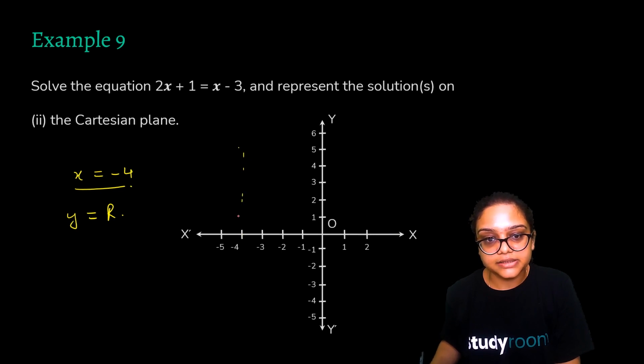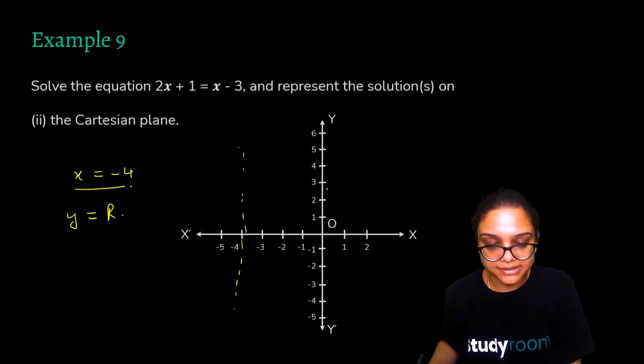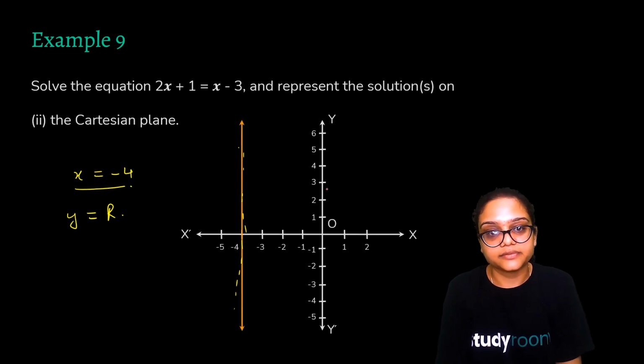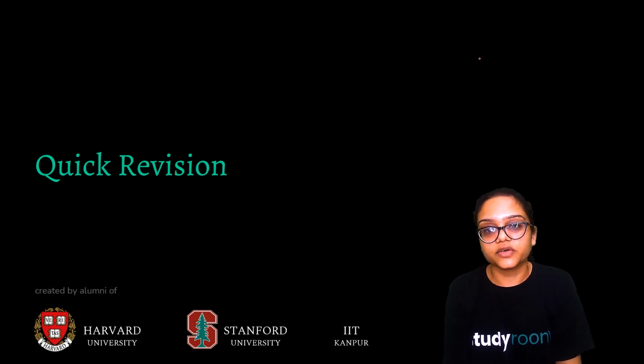So it's the line passing through minus 4 but perpendicular to the x-axis and parallel to the y-axis. I hope I'm clear with you. Now we'll stop here, and in the last part we'll just quickly revise all the concepts we have done. Thank you so much for attending the lecture.